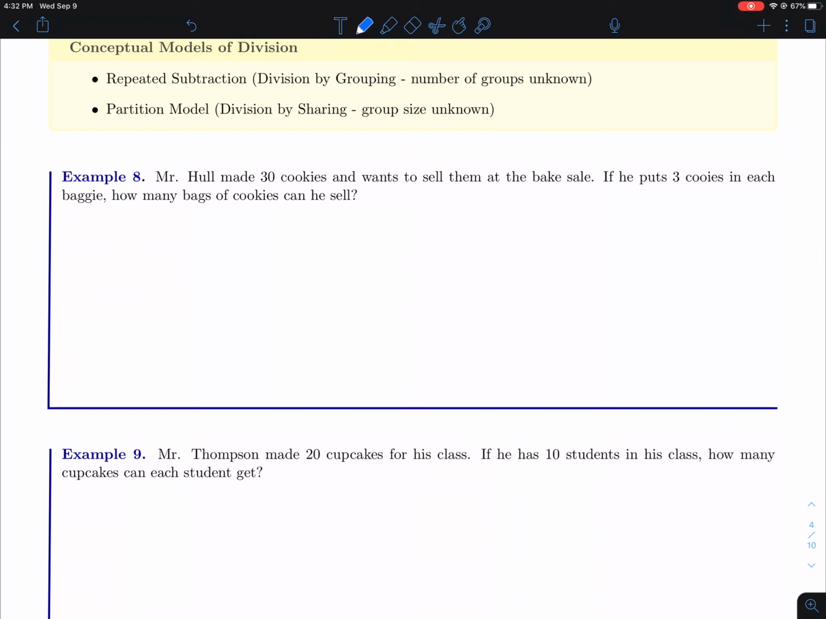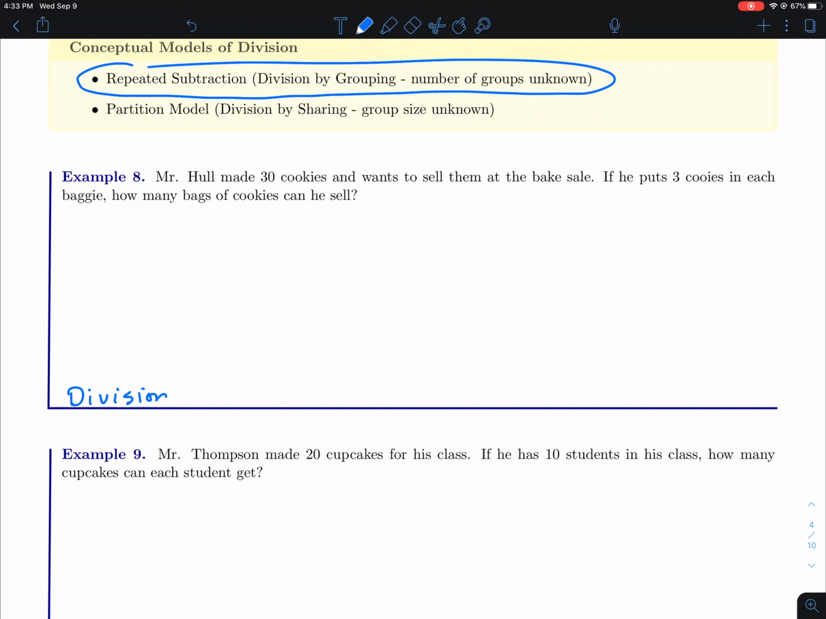Mr. Hall made 30 cookies and wants to sell them at the bake sale. If he puts 3 cookies in each baggie, how many bags of cookies can he sell? So in this case, this one's actually a repeated subtraction, division by grouping. I'm going to think of it more as division by grouping rather than repeated subtraction. It is repeated subtraction, but the way I'm going to arrange it is more by grouping.